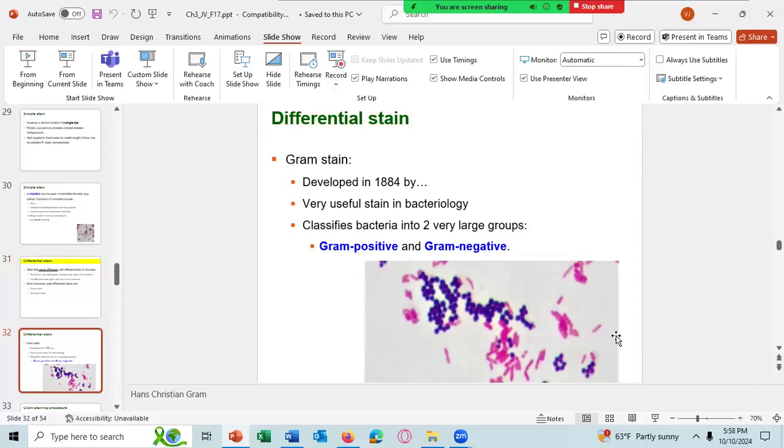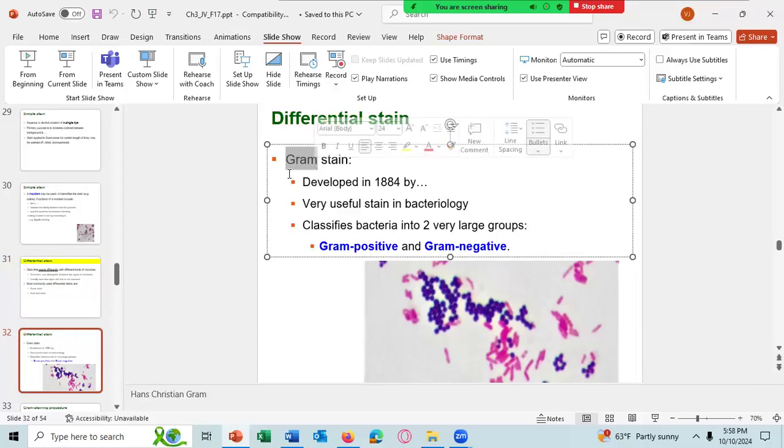All right, the Gram stain was developed in 1884 by Hans Christian Gram, Dr. Gram, and is named after somebody, so you should capitalize the G whenever you write the Gram stain or Gram negative. You should have that G capitalized because it's named after somebody. You don't need to know when he did it, but you should know that Dr. Gram invented this stain. It was then used by microbiologists, and they found it a very useful stain because it classified bacteria into two very large groups, the Gram-positive cells and the Gram-negative cells.